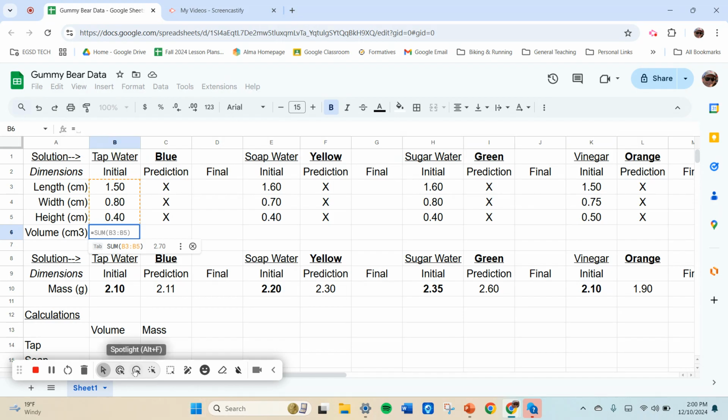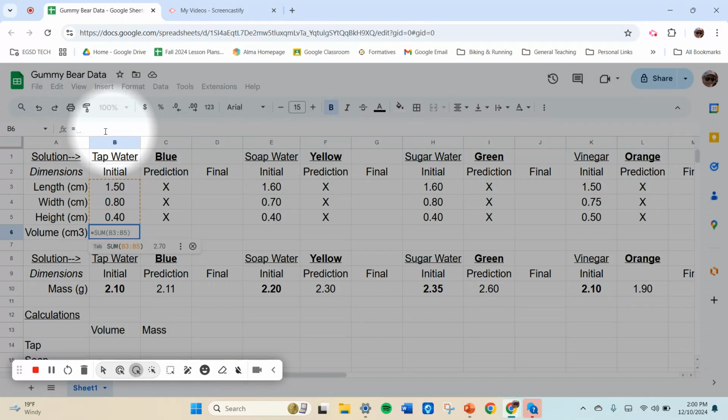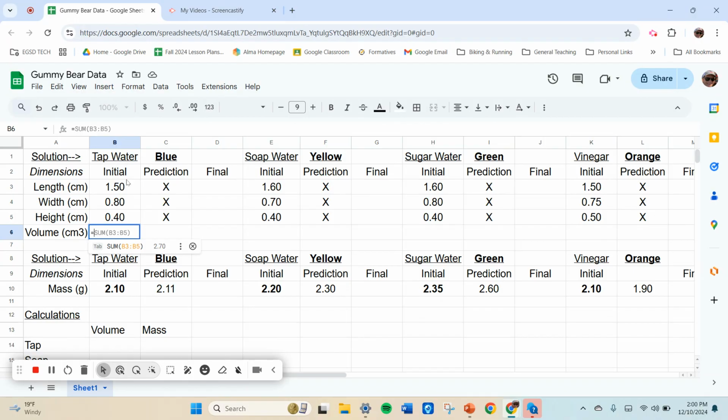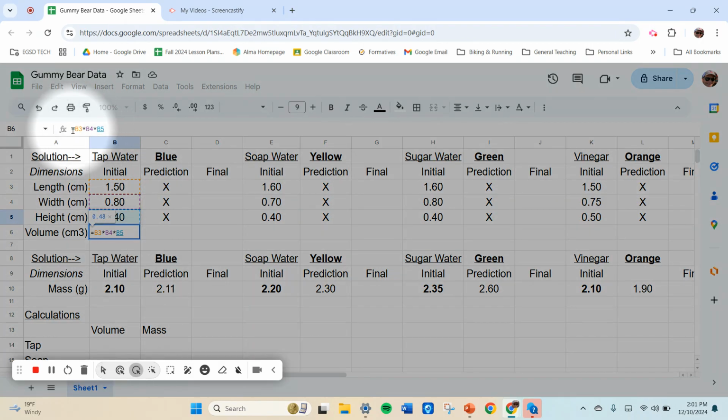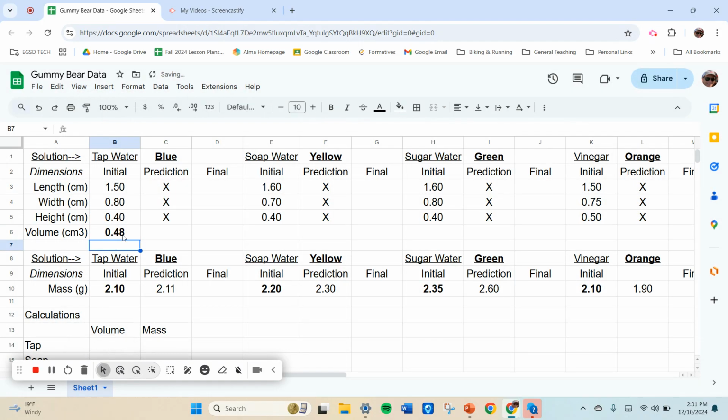Up here in the formula bar, pay attention up there. Equals length, shift 8 for the multiply sign, width, shift 8 for the multiply sign, height. All I've done is tell that volume box to have the value of whatever's in B3 times whatever's in B4 times whatever's in B5. Hit return, and there is my answer, 0.48.